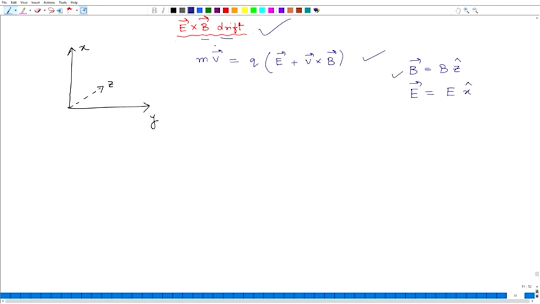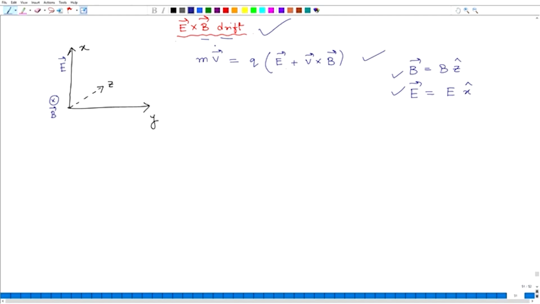So, electric field and magnetic field, they are already perpendicular to each other. This is the direction of the magnetic field, which is inward to the plane of the paper. So, we call that a crossed field. If it is inward perpendicular, we denote that by this symbol. This is for the magnetic field, and along x we have the electric field. So, what will be the resultant motion of the particle?